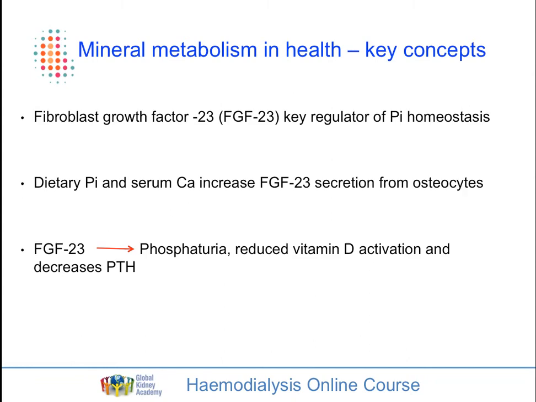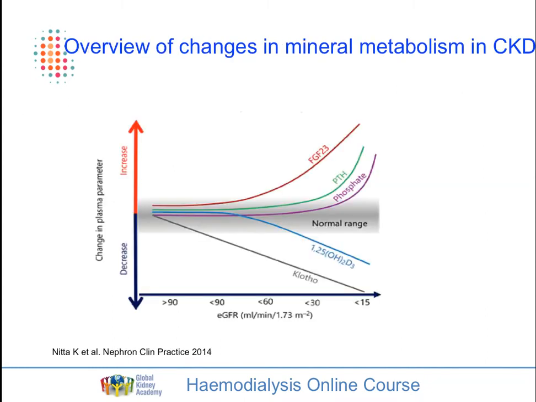Fibroblast growth factor, and I'll talk about this later, is a key regulator of phosphate homeostasis. It's a phosphaturic hormone, like parathyroid hormone. It increases the excretion of phosphate from the kidney. Dietary phosphate and serum calcium increase FGF-23 secretion from the osteocytes, and we'll talk about FGF in a while. And FGF-23, as I said, not only increases phosphaturia, so increases phosphate excretion from the kidney, it reduces vitamin D activation and it reduces parathyroid hormone as well.